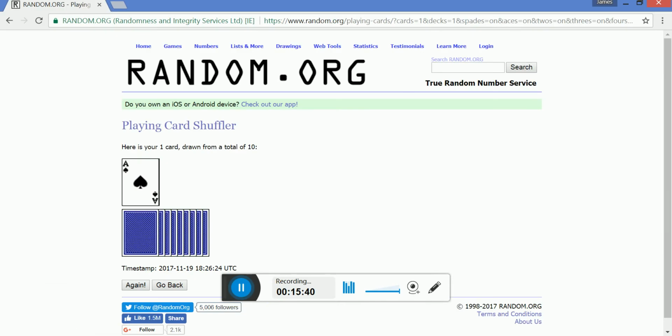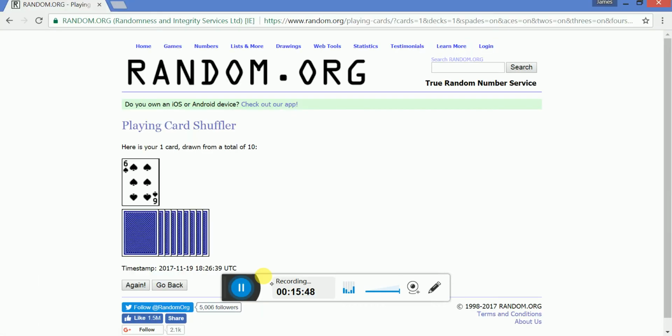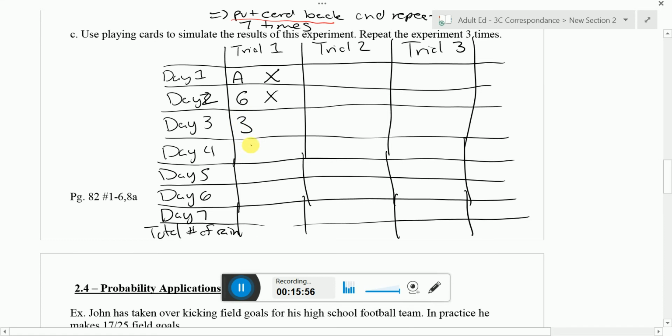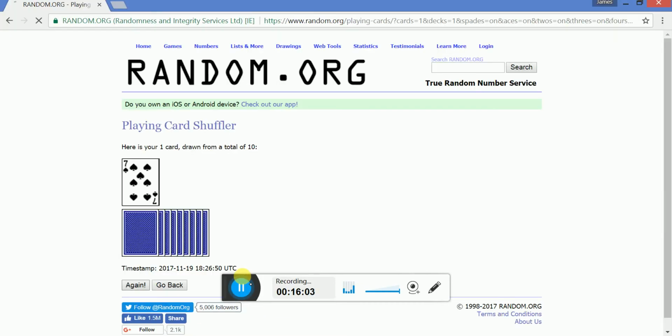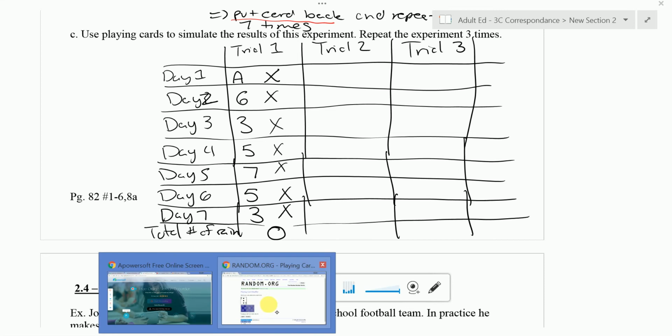And we're going to do this 7 times. So we get the ace. We get a 6, which is not a face card. We get a 3, 5, and 7. Again, none of those are face cards. We need to do it 2 more times. We get a 5, and we get a 3. None of those are face cards, which means it was a nice week with no rain. So that's one trial.